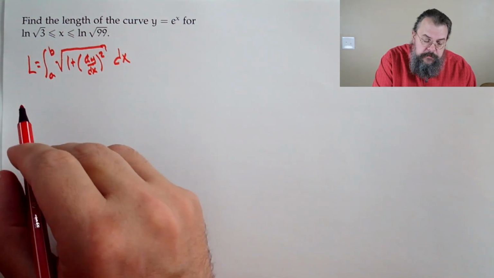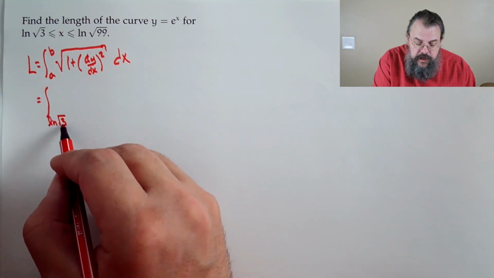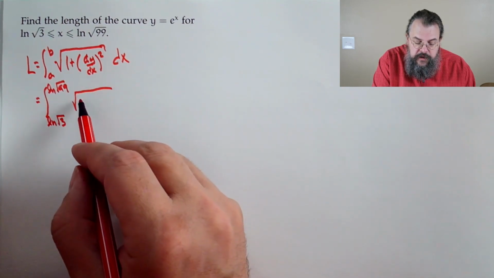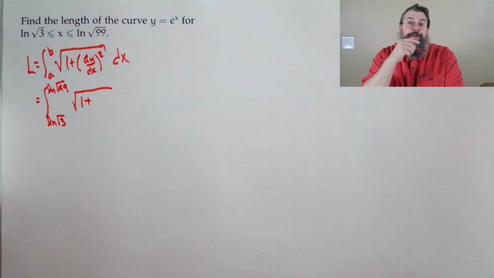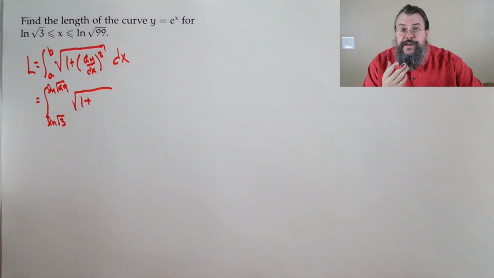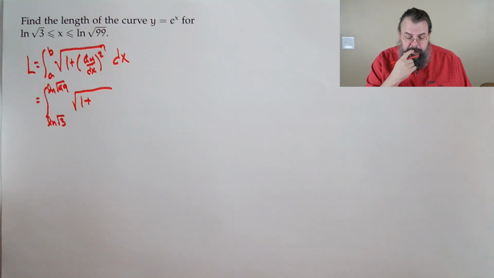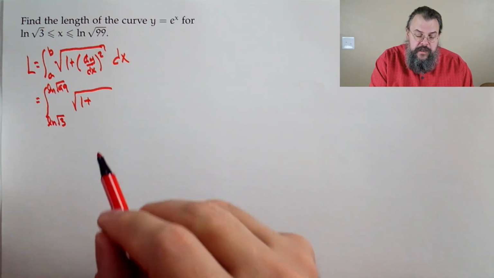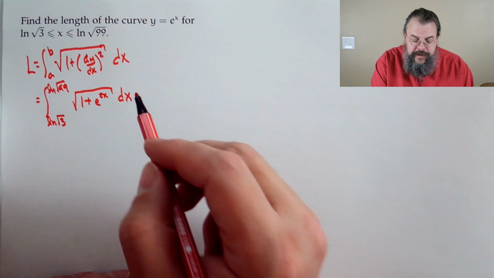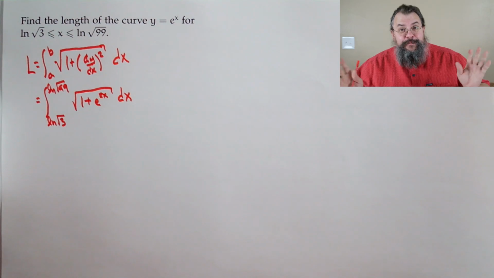So for us, this is the integral from log root 3 to log of root 99 of the square root of 1 plus, okay, now the derivative of e to the x is e to the x. It's a nice function. So the derivative squared would be e to the x squared, which is e to the 2x. All right. Now, at this point, I think it's safe to say this does not look like a partial fractions problem.